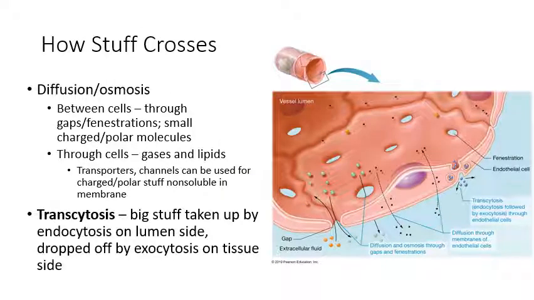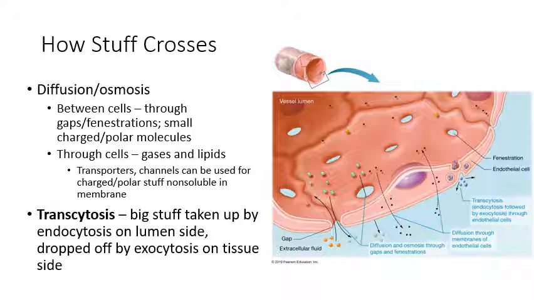So there's a couple of ways that stuff can cross the wall of a capillary. It can cross by diffusion or by osmosis. If it's water, it's going to cross by osmosis. If it's not water, it'll be crossing by diffusion. That includes things going between the cells, through the gaps or through the holes. That could also include things going through the cells, crossing one side of the membrane, coming out the other side of the membrane. Things that would travel between the cells or through little gaps or holes in the cells would frequently include any small molecule, and especially ones that are charged or polar, just because it's harder for those things to get across a cell membrane.